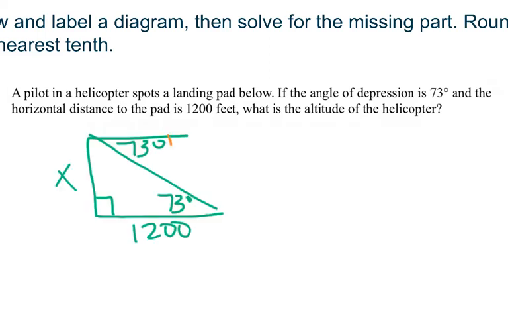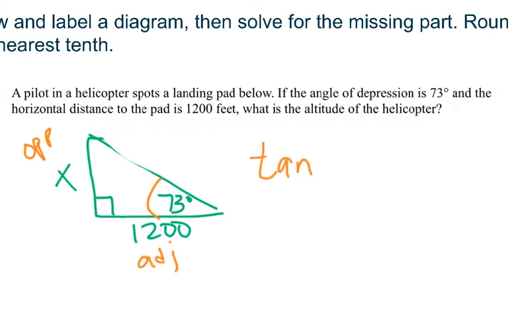Alright, so once again, remember, if that's the angle of depression, this angle is also 73 because you're talking about alternate interior angles. So really you're just looking at this triangle. This is my opposite. This is my adjacent. I'm going to use tan again. If you haven't noticed, tan is very popular when you're doing word problems.